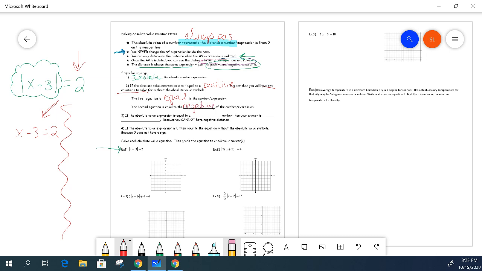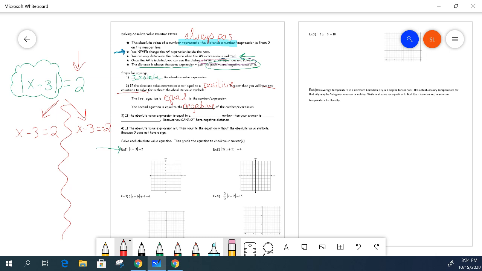The second equation is going to be equal to the negative of that. So remember, it's distance. If we're talking about being 3 spaces away from 0, there are 2 places on the number line that are 3 spaces away from 0. It is positive 3 and negative 3. Both of those values have a distance of 3 away from 0. So again, we're going to use that same expression that is inside the absolute value, but it's going to be the negative of that.